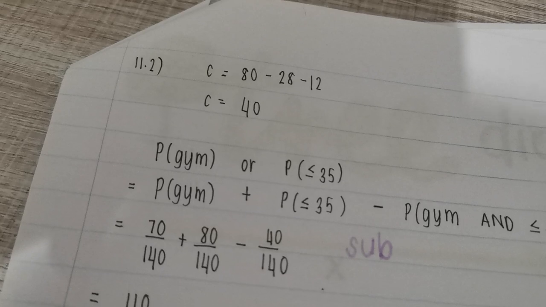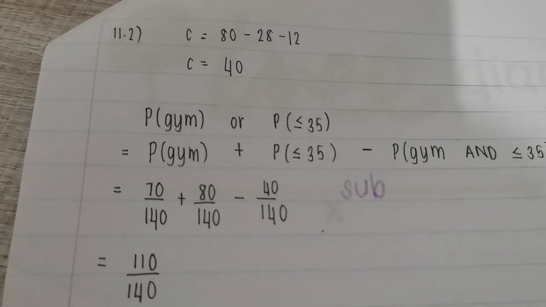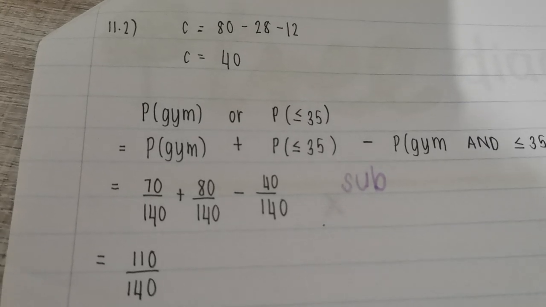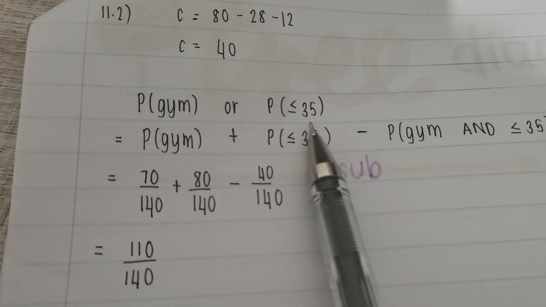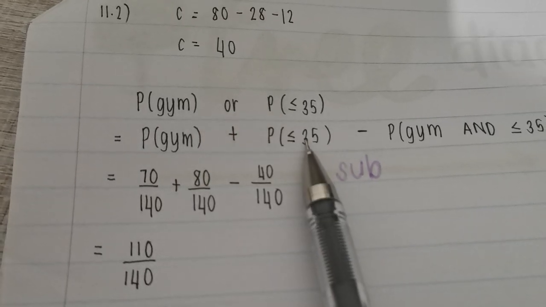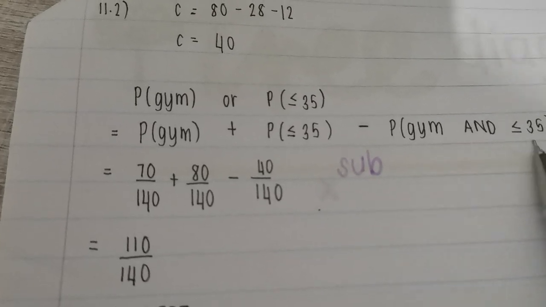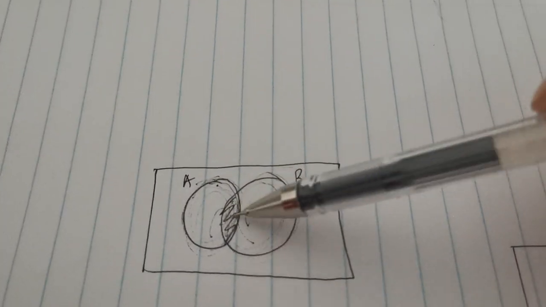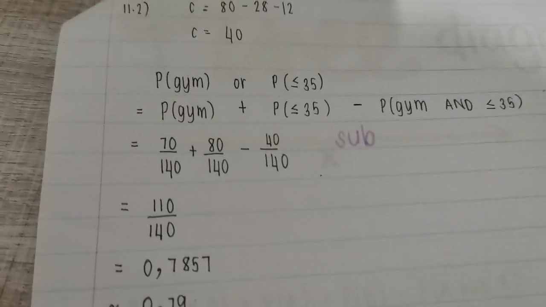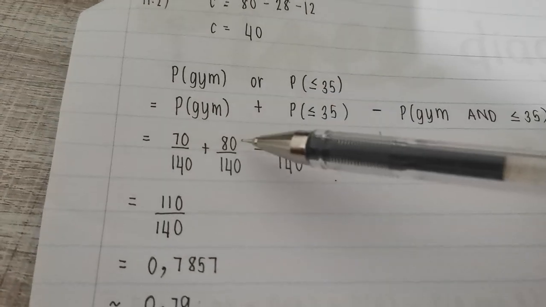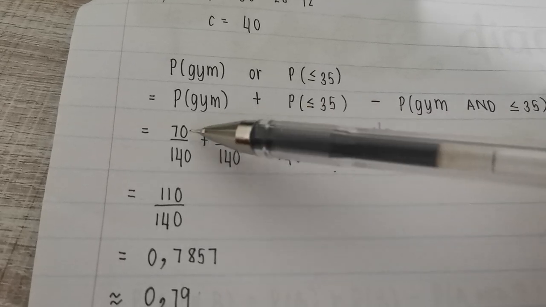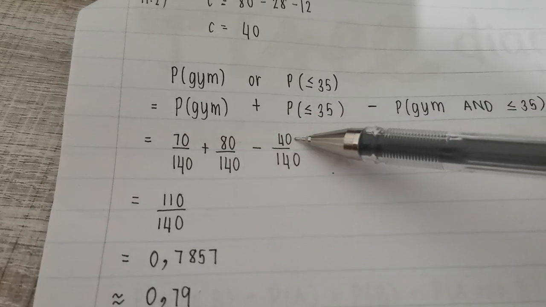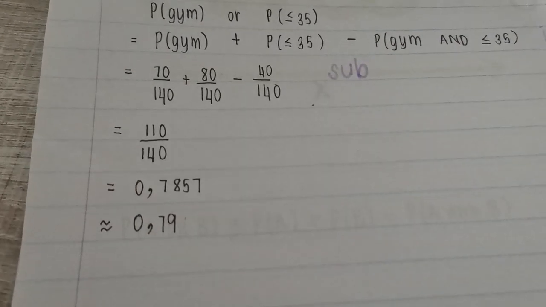Now remember, when we see the word or, please don't forget it's addition. In this particular case, because we see the word or, we use the addition identity. So the probability of going to gym or being younger than or equal to 35 is the same as gym plus being younger than or equal to 35, minus the people who are both gym and younger than or equal to 35. It's basically the situation where we add in all of the A plus all of the B minus that one there, because it got added twice. Which is exactly what I did. I took the values here for gym, the values here for younger than or equal to 35, minus the people that both like going to gym and are younger than or equal to 35, and I substituted and calculated, and that was the answer.